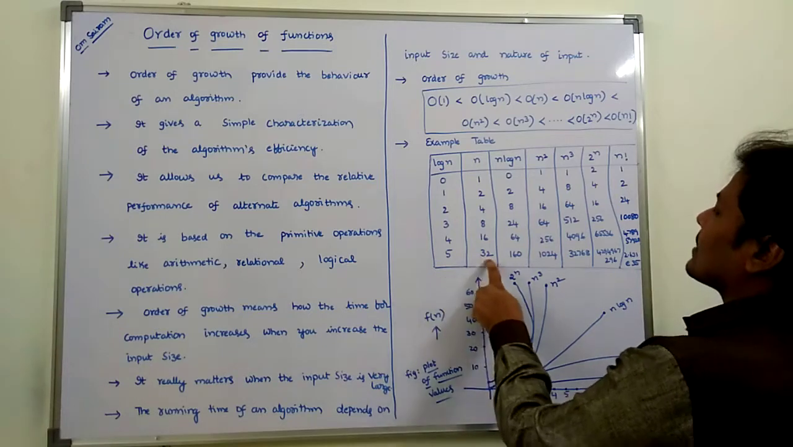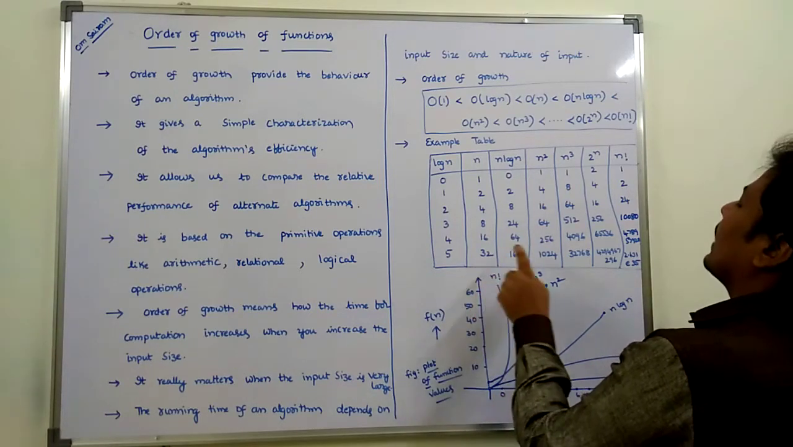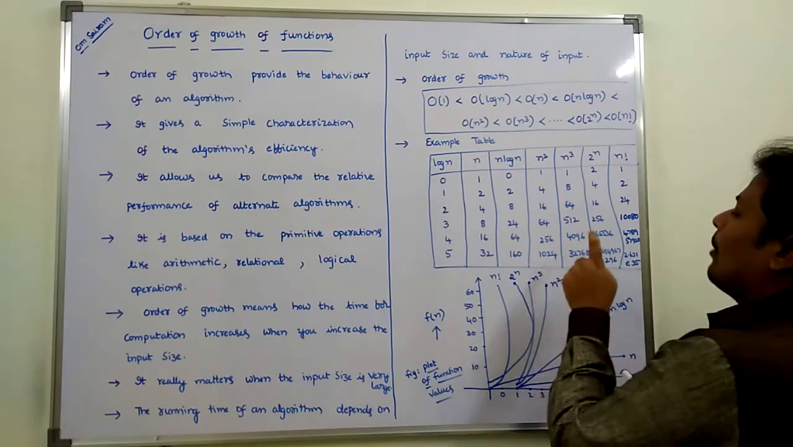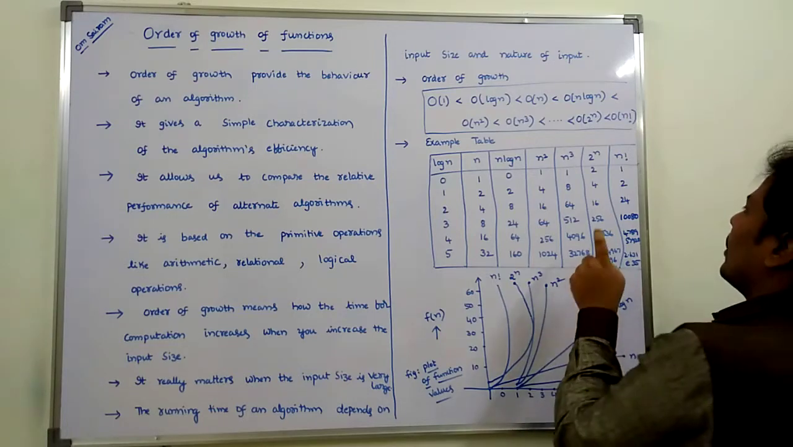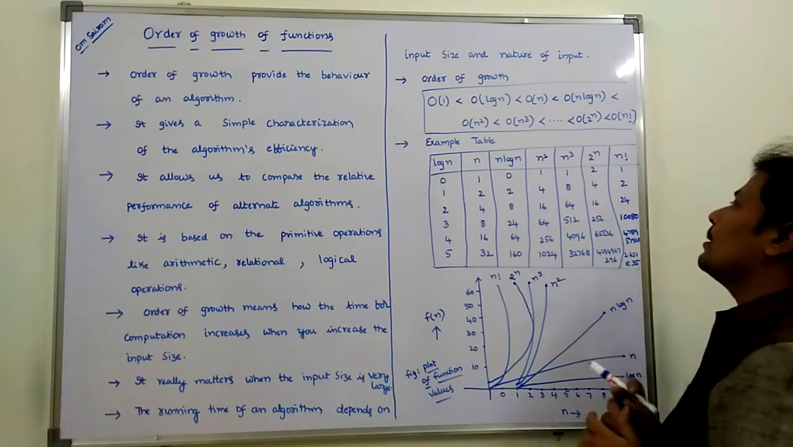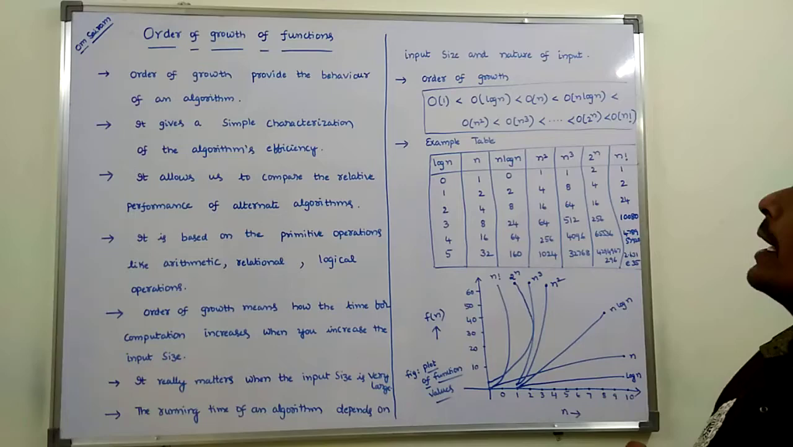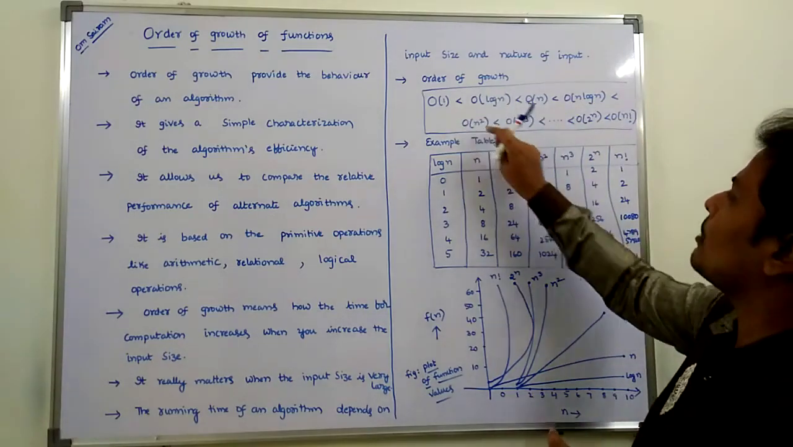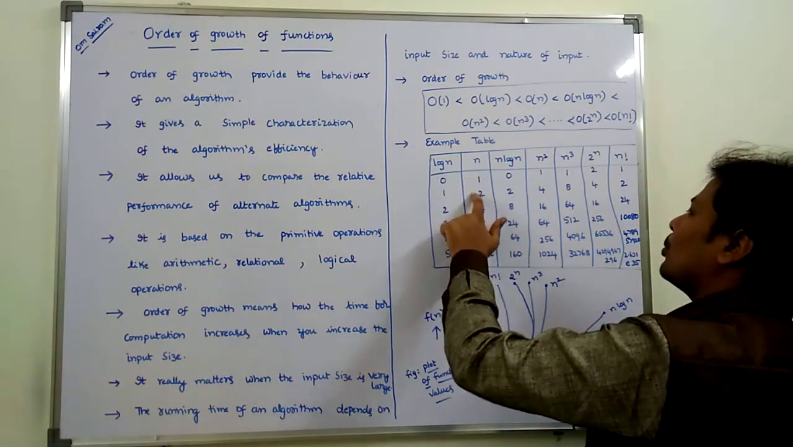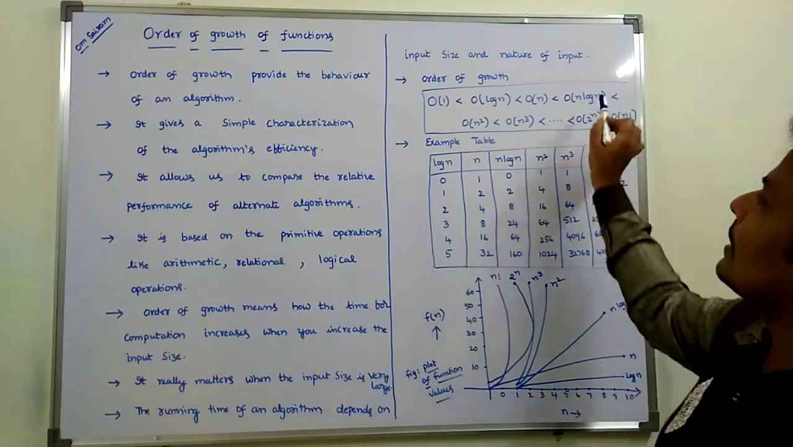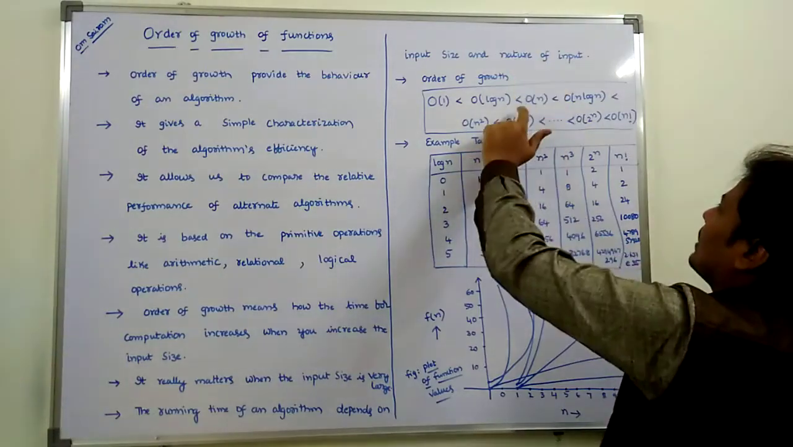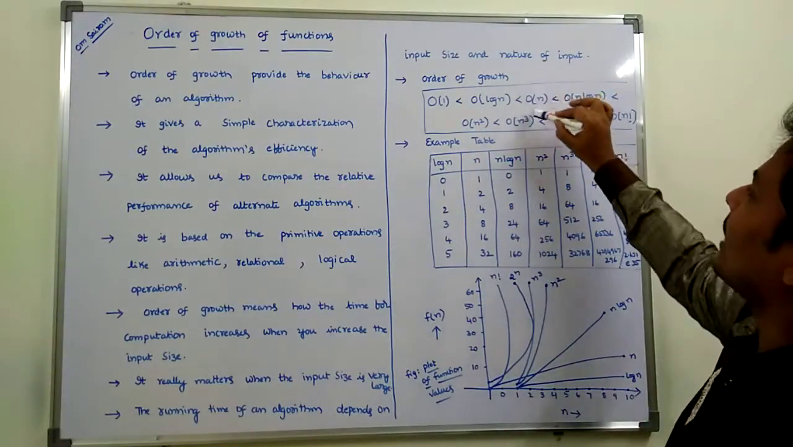So if the n value increases, then we have to check this condition: big O of log n is less than big O of n, big O of n is less than big O of n log n, big O of n log n is less than big O of n square, big O of n square is less than big O of n cube, big O of n cube is less than big O of 2 power n, big O of 2 power n is less than big O of n factorial. Okay, at some point this condition may fail, but after the n value increases, this condition is true. So by using this relation, suppose we take n.